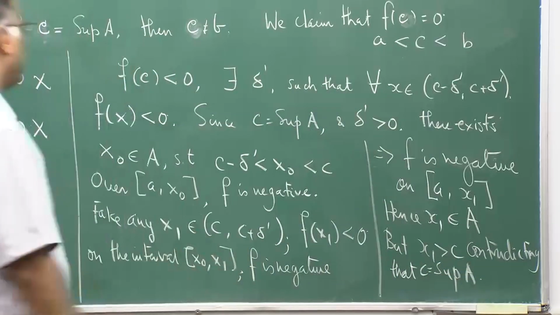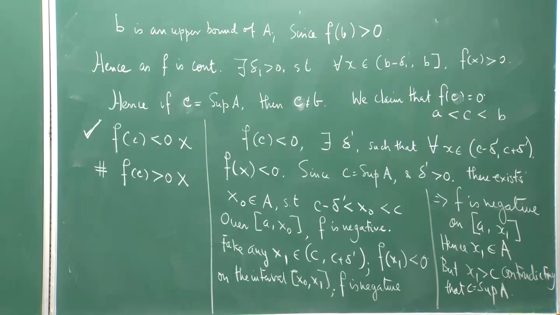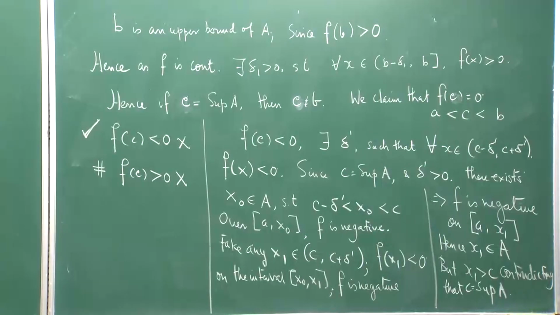In a similar way you can argue for the other case too, that c cannot be strictly bigger than 0. If fc is strictly bigger than 0, what would happen? You have to argue from the other side, from the b side, right. So I leave that argument to you. So we have essentially shown that these things cannot happen, which means that fc must be equal to 0.